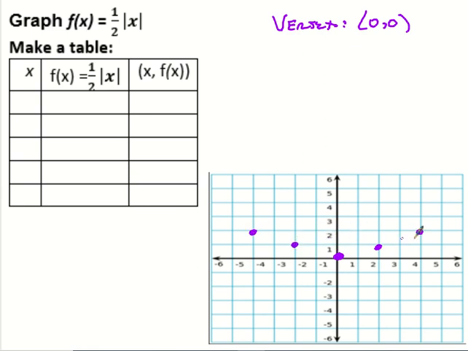This is 4 away, which means it should be 4 away from the axis of symmetry on both sides. So I made the 1/2 made the V a little bit wider.